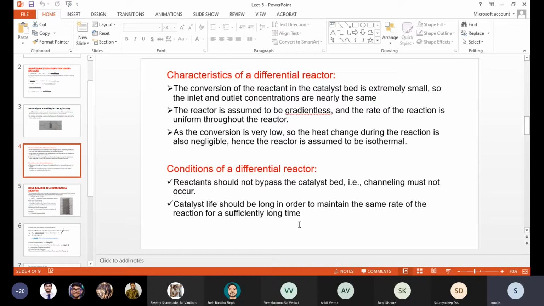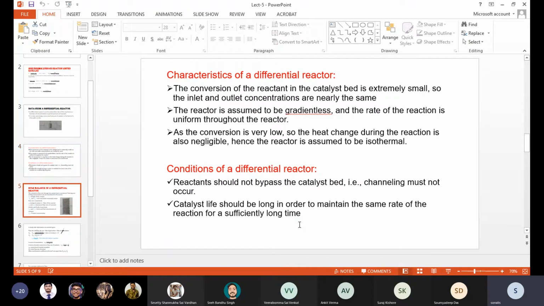If the catalyst life is short, the catalyst gets deactivated soon, then obviously the conversion will be changing. Here we have assumed that conversion is very low, but there is some conversion, otherwise we cannot calculate the rate of the reaction. If the catalyst remains at the same activity for a long period of time, the rate of the reaction will also be the same for a long period of time.